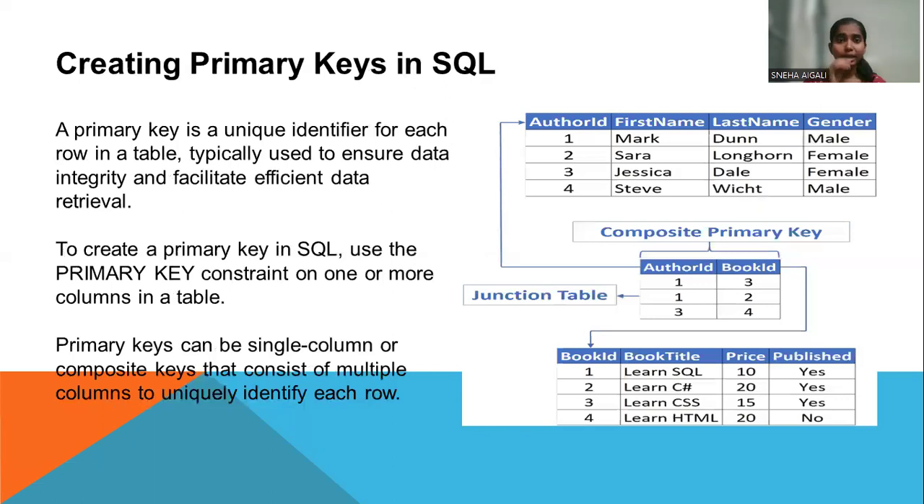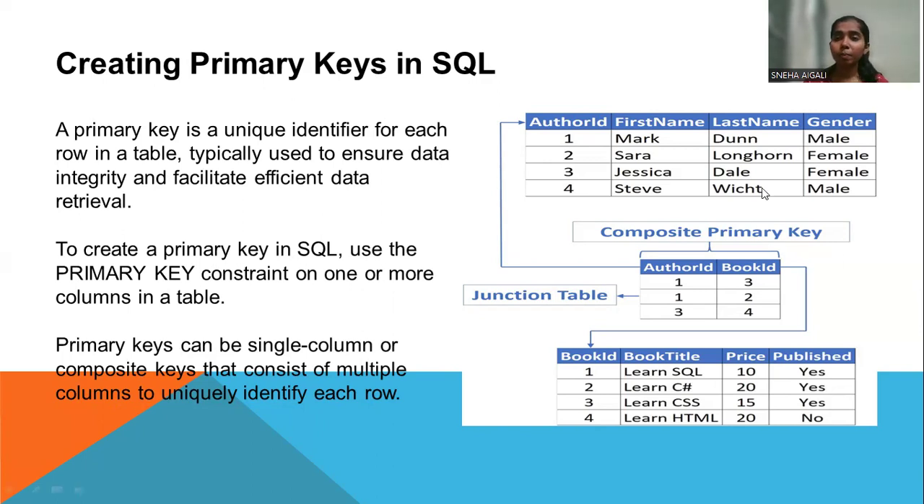Now, next up, we have creating a primary key in SQL. How do you create a primary key in SQL? Before that, first, what is a primary key? A primary key is a unique identifier for each row in a table. Typically, it is used to ensure data integrity and facilitate efficient data retrieval. To create a primary key in SQL, use the primary key constraint on one or more columns in a table. A primary key can be a single column or a composite of multiple columns that uniquely identifies each row.